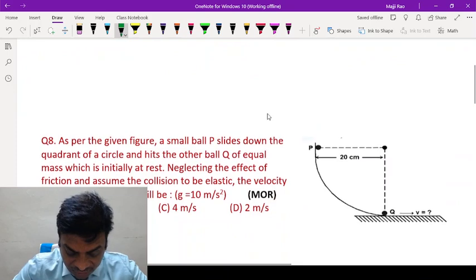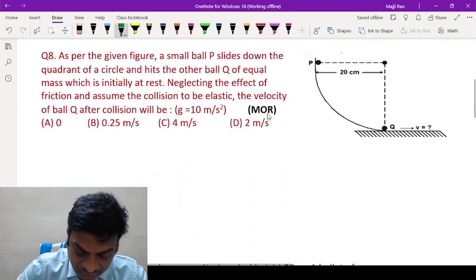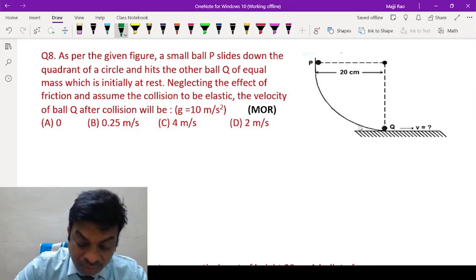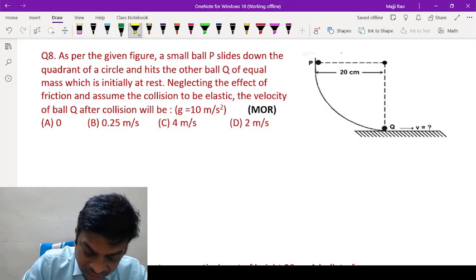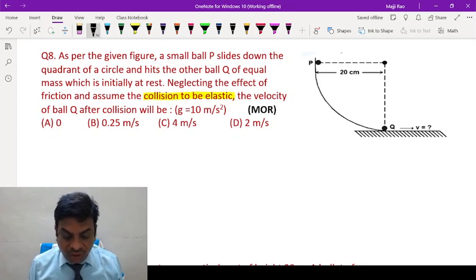Moving on to the next question. As per the given figure, a small ball P slides on the quadrant of a circle and hits the other ball Q of equal mass, which is initially at rest. Neglecting the effect of friction and assuming the collision to be elastic, the velocity of ball Q after collision will be.